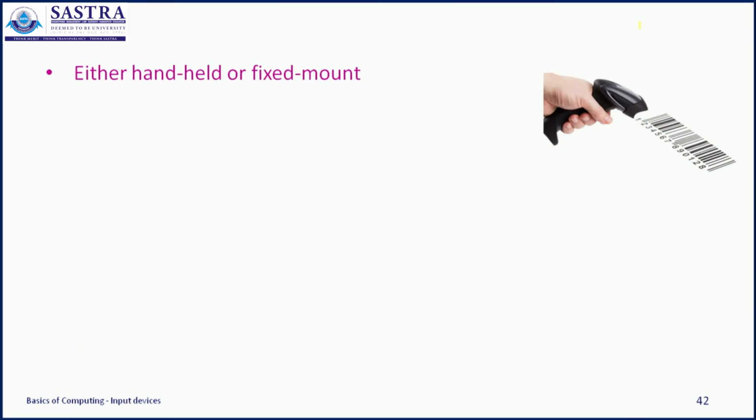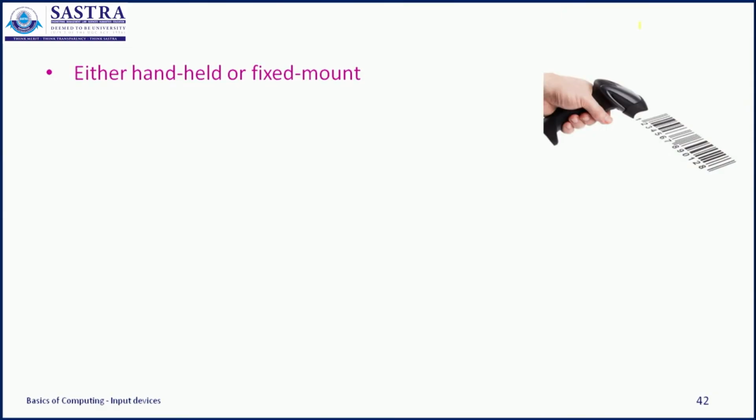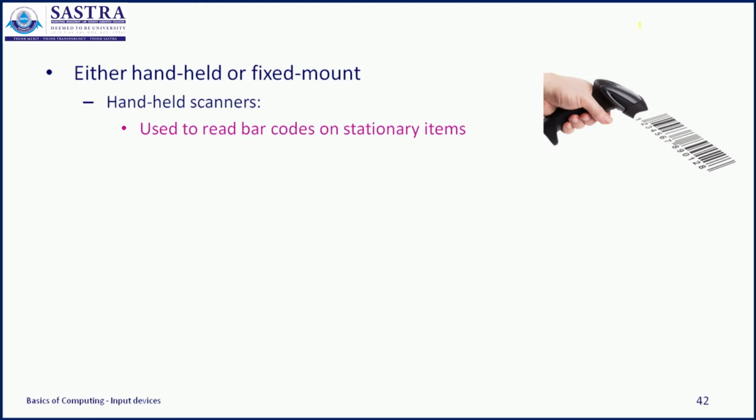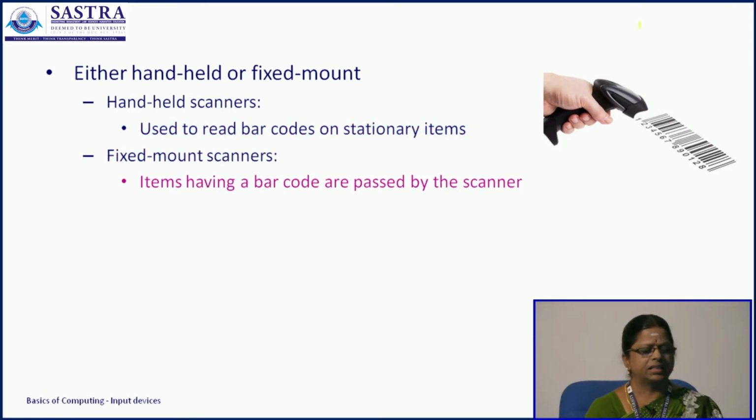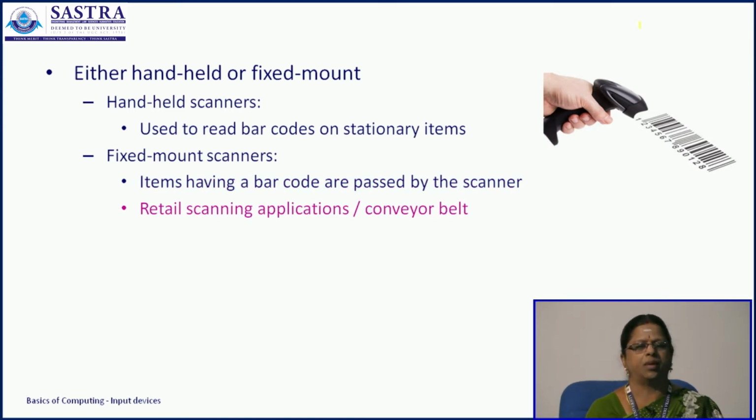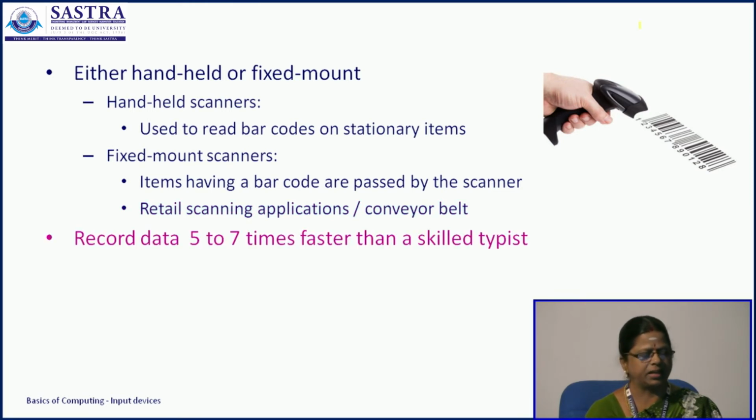What are the two types of barcode scanners? We have handheld scanners or fixed mount scanners. Handheld scanners are used to read the barcodes on stationary item. Fixed mount scanners, they read the barcode which are there on the items which are passed by the scanner. It is used for retail scanning applications which comes across the conveyor belt.